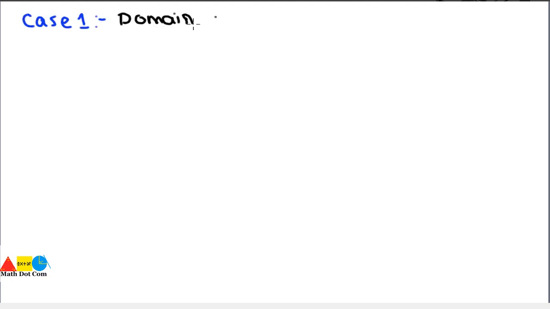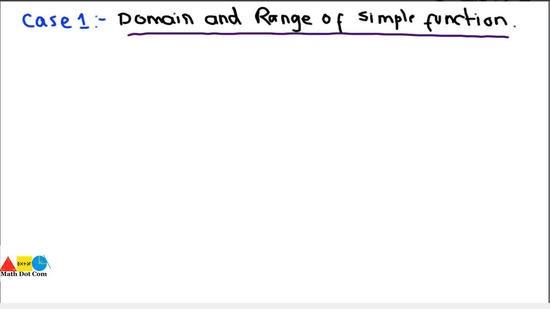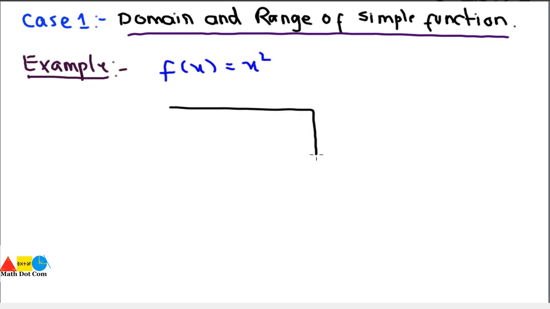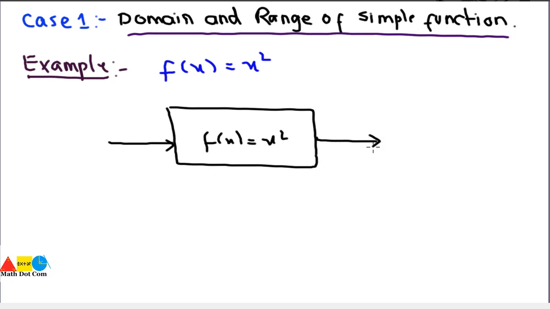Case number 1 is the domain and range of a simple algebraic function. So we'll start with the example. The example is f of x is equal to x square. This is the simplest example. Now how can you find its domain and range? Let's find it by considering it like this. This is a function, that is f of x is equal to x square. Here will be the domain and here will be the range. This is just for the sake of simplicity.